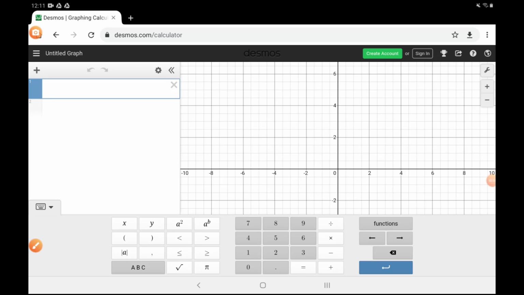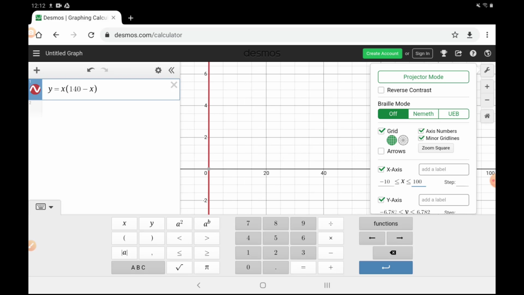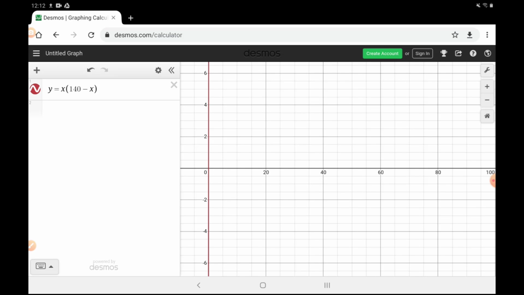Forgot to mention, I always like to look at my graphs and see what they look like to double check my work. So I'm going to graph the equation that we had last time. So I'm going to graph y is equal to x times 140 subtract x, and perfect. Now remember, we cannot see the whole graph here. We're going to have to zoom out a little bit. But remember what our x-intercepts were. Our x-intercepts were 0 and 70. So let's zoom our x-axis. Let's make it go to 100, because that'll include 70. And let's see what we got here.